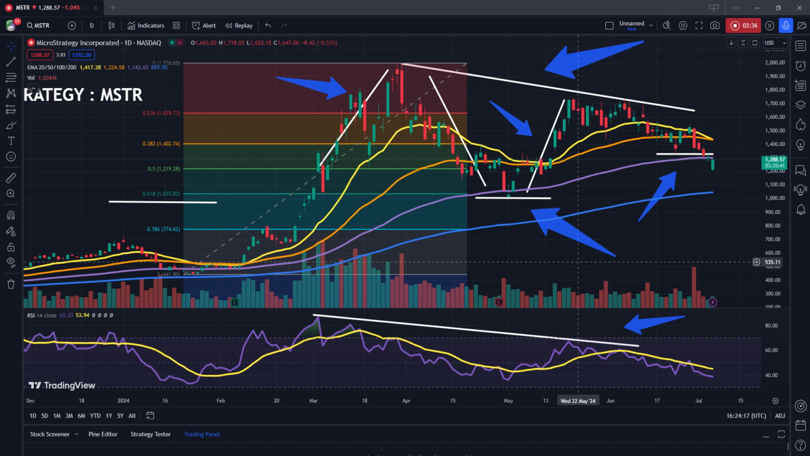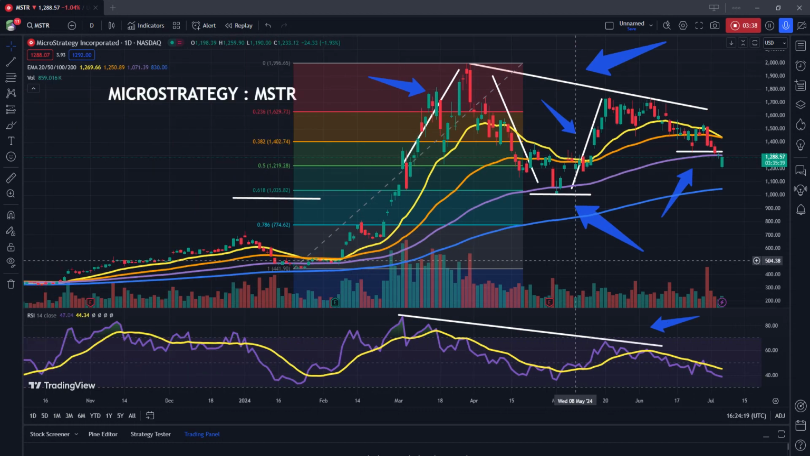This is all significant because this is the daily chart. The daily indicator readings are extremely important because, as I said, this is what a lot of the market is looking at. People are usually looking at daily charts or hourly charts.